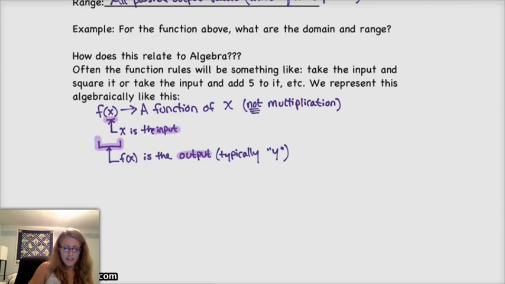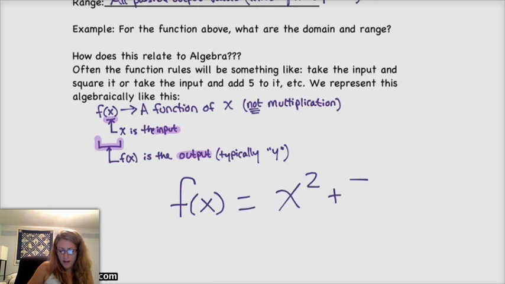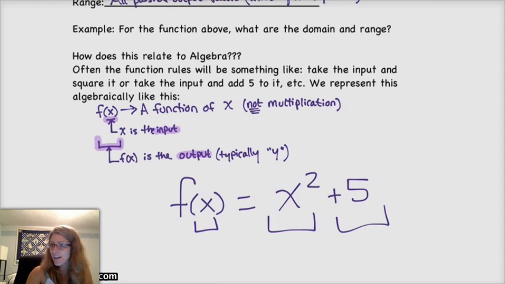Okay, so in this example, it says we want to take the input, which is x, and we want to square it and add 5 to it. So typically we'd write that as f of x equals x squared plus 5, right? My input was x, and here I squared it, and then I added 5 to it. Okay, so there you have it. That is kind of what a function is.